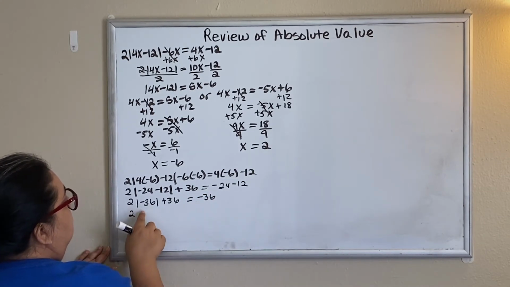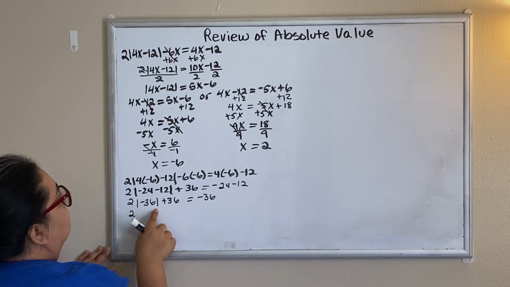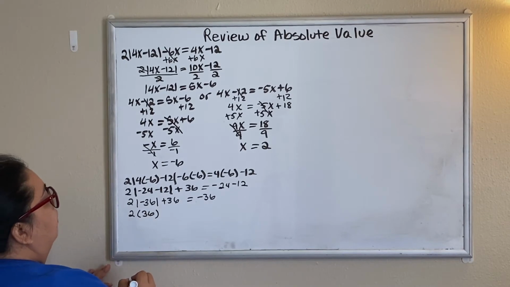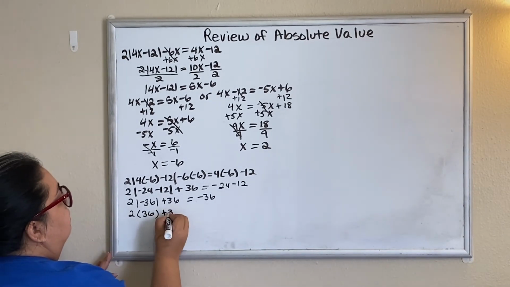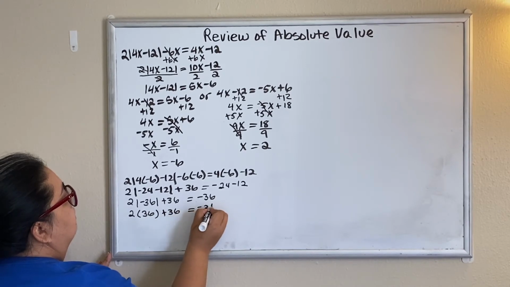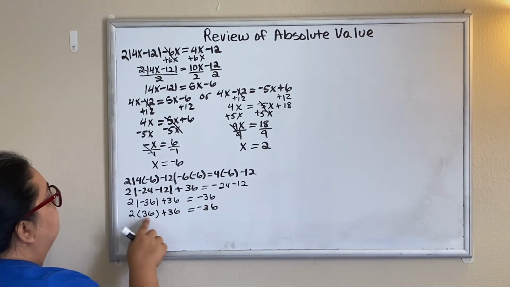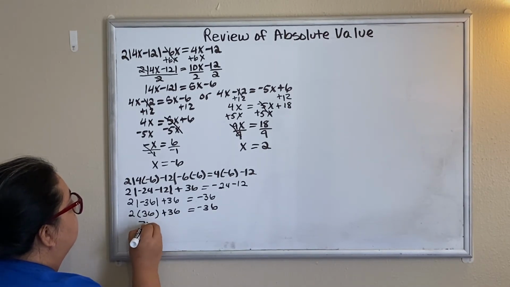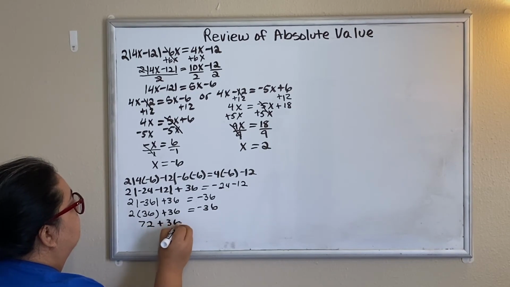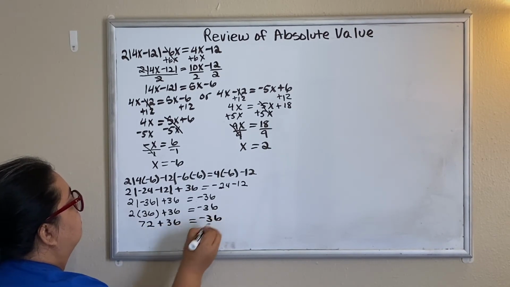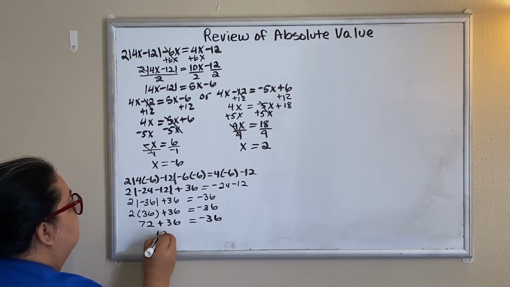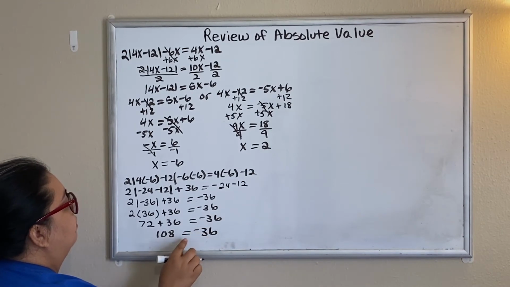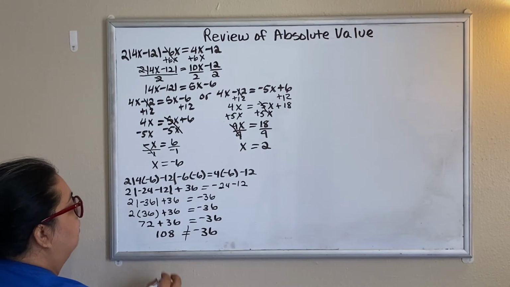This is 2 times the absolute value of negative 36. The absolute value of negative 36 is just 36. So we're just going to write it in parentheses as 36. Plus 36 equals negative 36. 2 times 36 is going to be 72. Plus 36 equals negative 36. 72 plus 36 is 108, which equals negative 36. 108 does not equal negative 36.